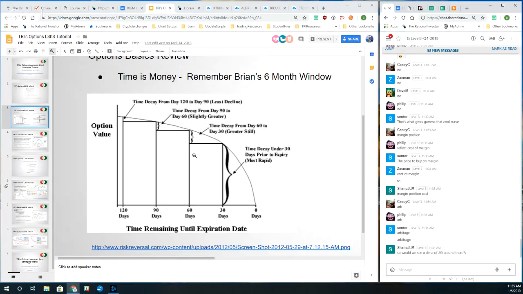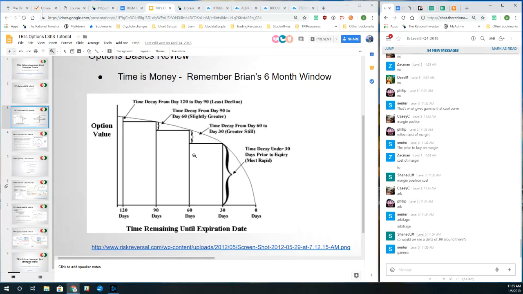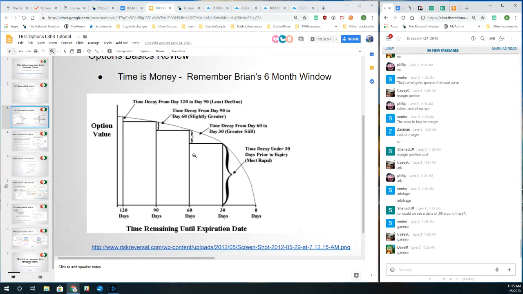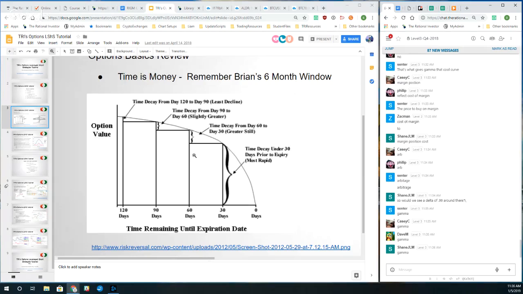Now, this is a very long-winded way to go around that. What do we call that change in the delta's behavior given its proximity to being out of the money, at the money, and in the money? What do we call the change in the delta's behavior as the option goes from out of the money to at the money to in the money? Gamma. Very good, guys.